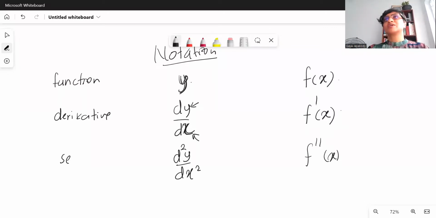Third derivative. So the second derivative is the derivative of the derivative. It's like the son of the son. If this is the father, this is his son, and this is his grandson. You have to understand how this connection goes. This is the second derivative.